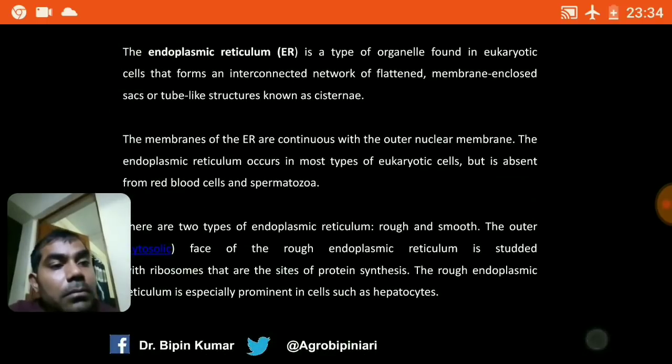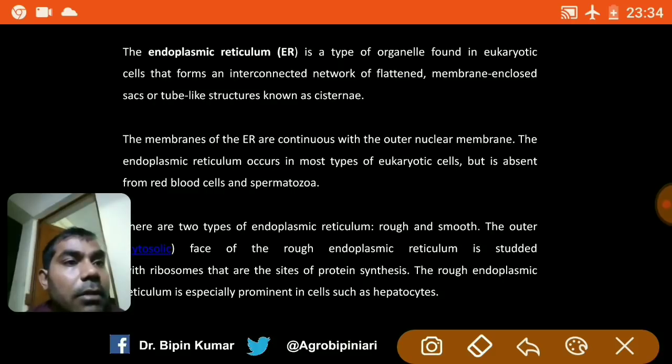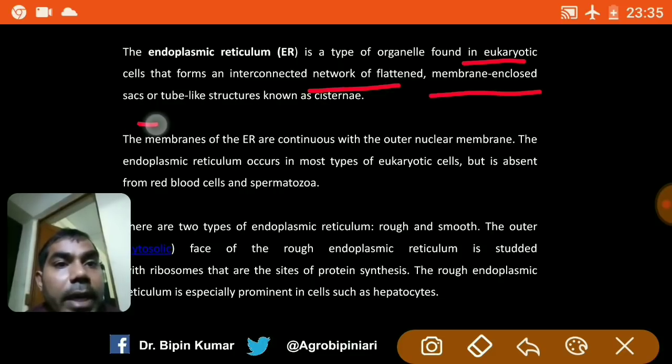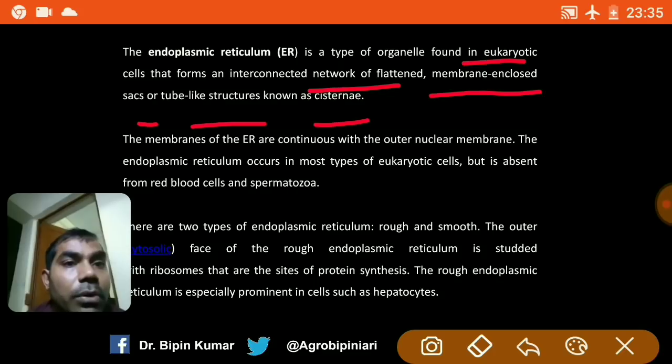Here I am giving it. The endoplasmic reticulum is a type of organelle found in eukaryotic cells that forms an interconnected network of flattened and membrane-enclosed sacs or tube-like structures known as cisternae. So it is found mainly in the eukaryotic cell, and it makes an interconnected network of flattened and membrane-enclosed sac-like structures. What I have shown to you are some structures of the cisternae, so it will make an interconnected network among them. And the membrane of the endoplasmic reticulum is continuous with the outer nuclear membrane.